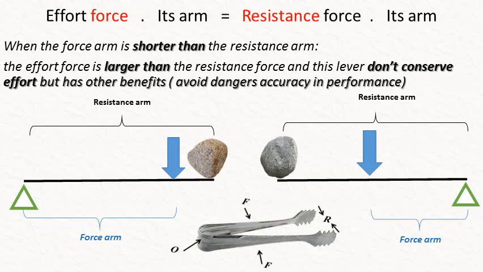Okay, this is the last case. When the force arm is shorter than the resistance arm, the effort force is larger than the resistance force. This lever doesn't conserve effort, but has other benefits, such as avoiding dangers and accuracy in performance. For example, coal tongs and tweezers. In this example, the ice holder, the distance from the fulcrum to the effort force is shorter than the distance from the fulcrum to the resistance force. This lever doesn't conserve effort but avoids dangers.